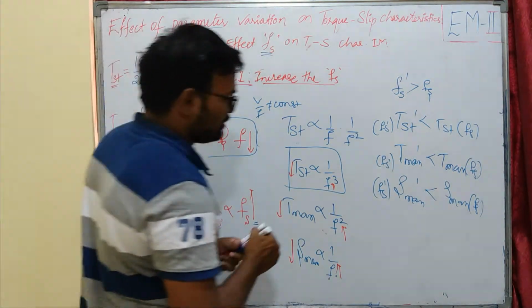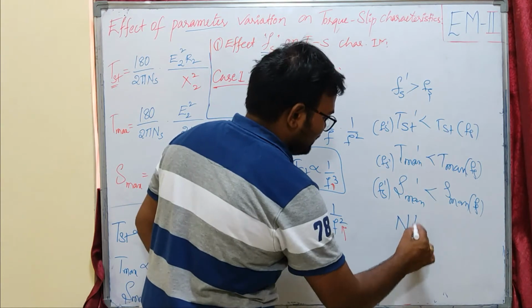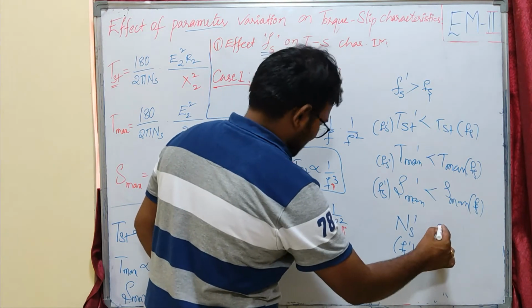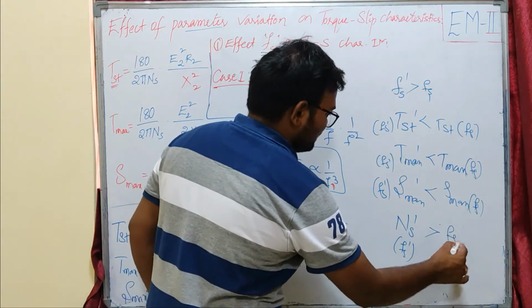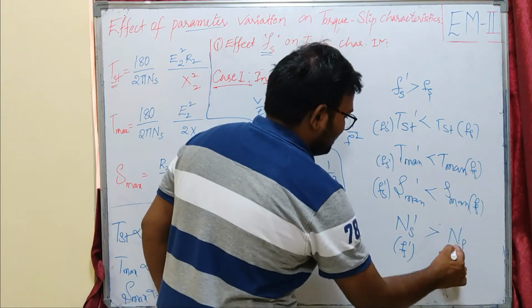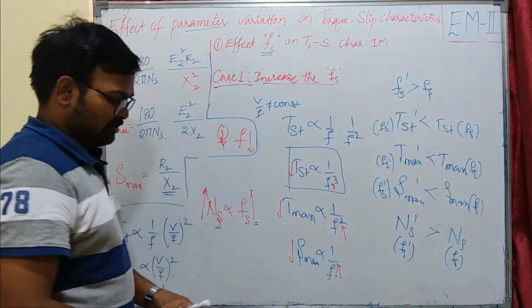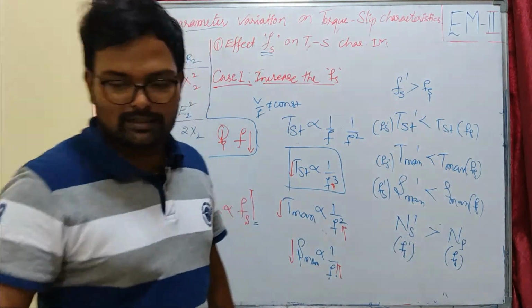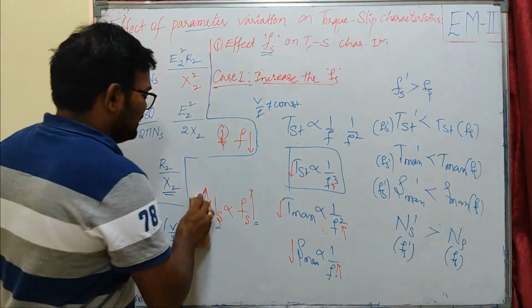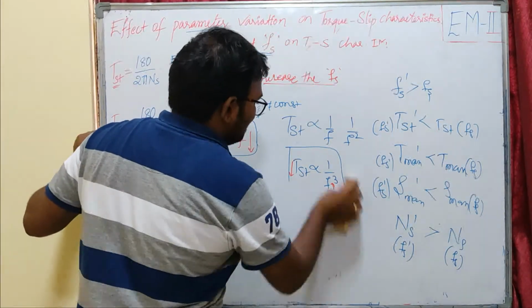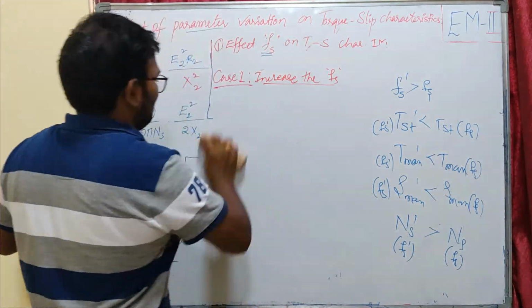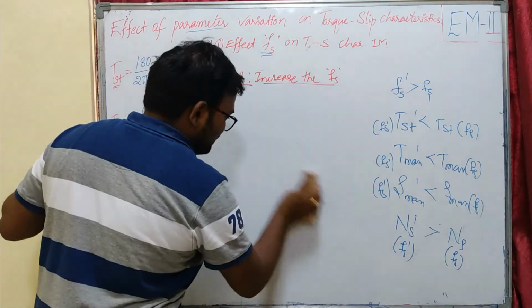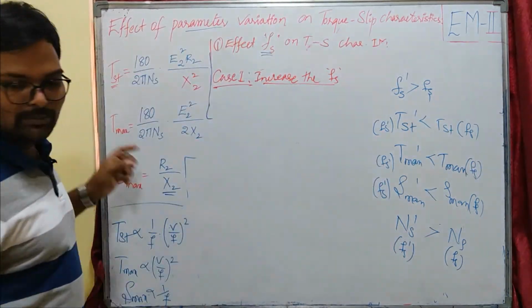And what is happening to synchronous speed? Our Ns dash with respect to Fs dash is now greater than Ns with respect to supply frequency. So because I increased the frequency, this is the effect of parameters on the torque slip characteristic. Now let us see the behavior of torque slip characteristics with these changes in the parameters.